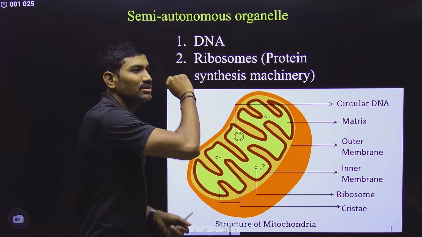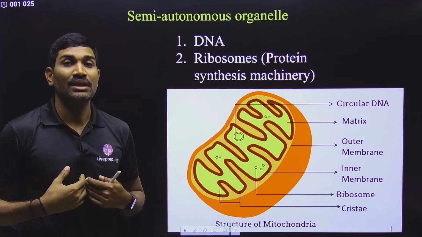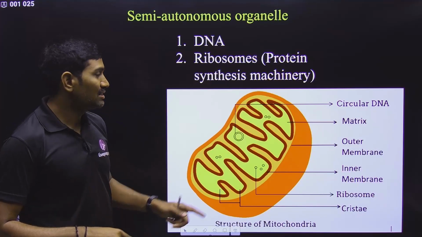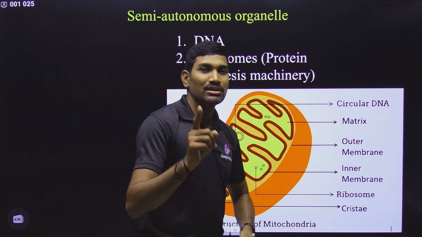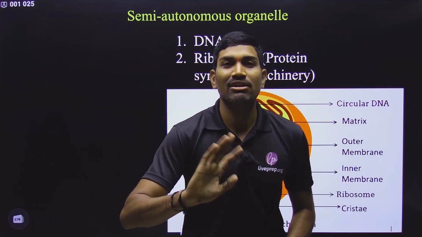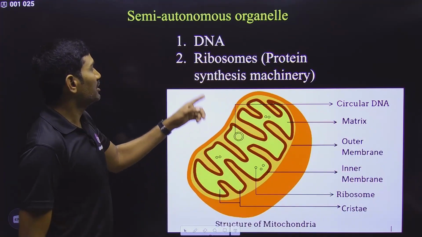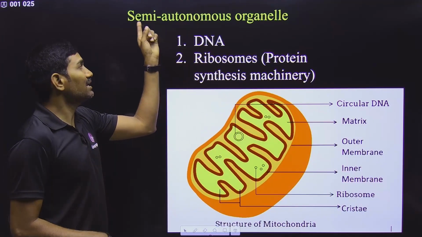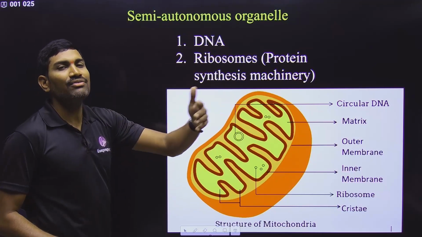What is the meaning of autonomous? Autonomous means self-existing. But the question here is, as I told you in the previous lecture, can an individual organelle have independent existence? No, it cannot exist independently. That's why mitochondria are not autonomous, but they are semi-autonomous.